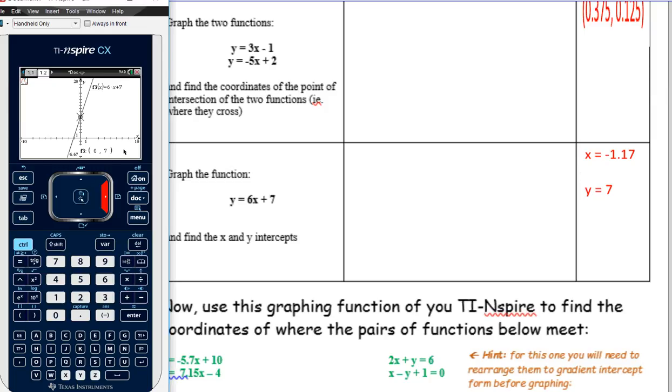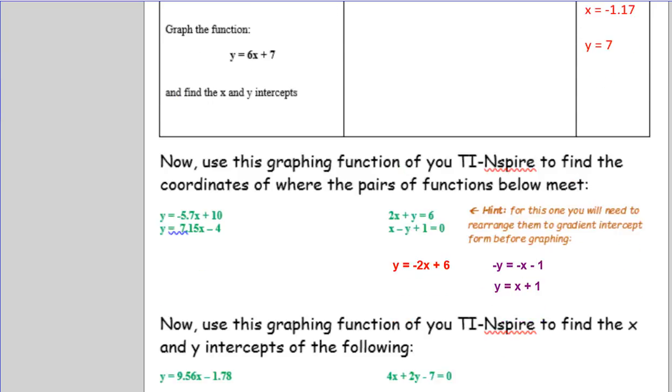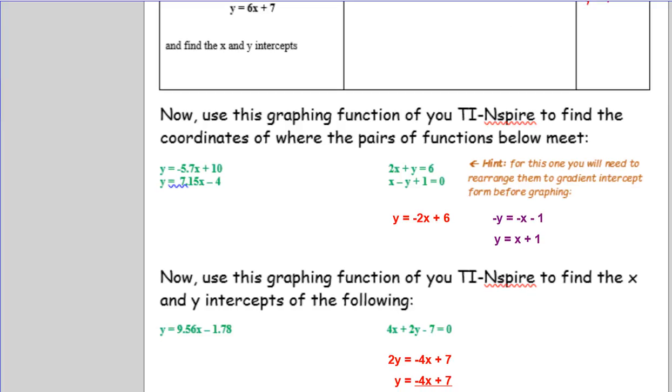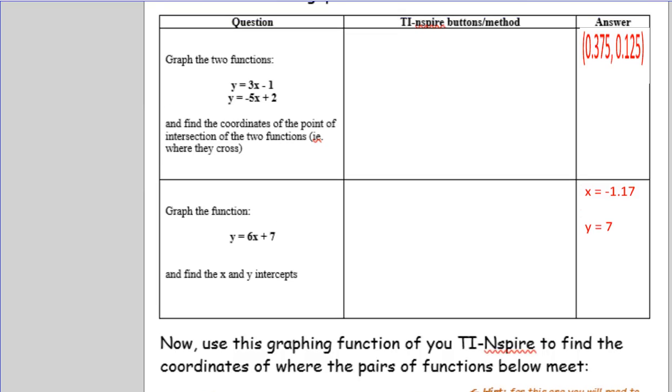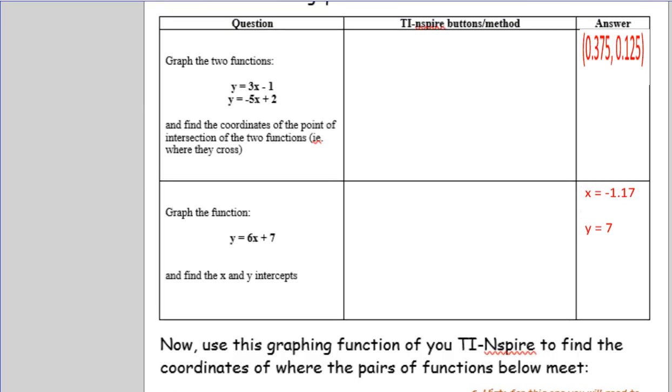Now you'll see there's some questions below. Now and again, pause and write your own instructions that make sense to you in this part. Now use the graphing function on your TI Nspire, like we did in the above examples, to find the coordinates of where the pairs of functions below meet. So this one, what I'd like you to do is to try this one yourself. I'd like you to pause, try it yourself using the same method as what I did for this one above here, and then see what answer you get. Then unpause, and check if you've got the same answer as me.